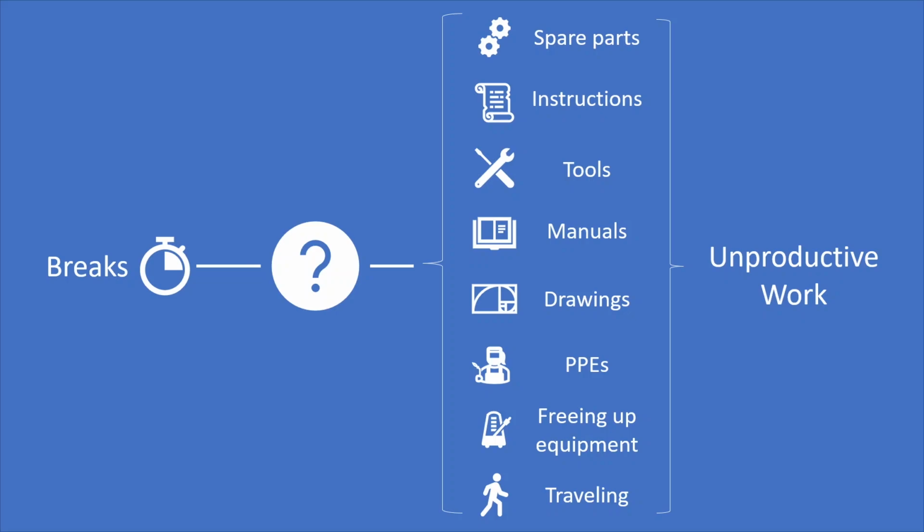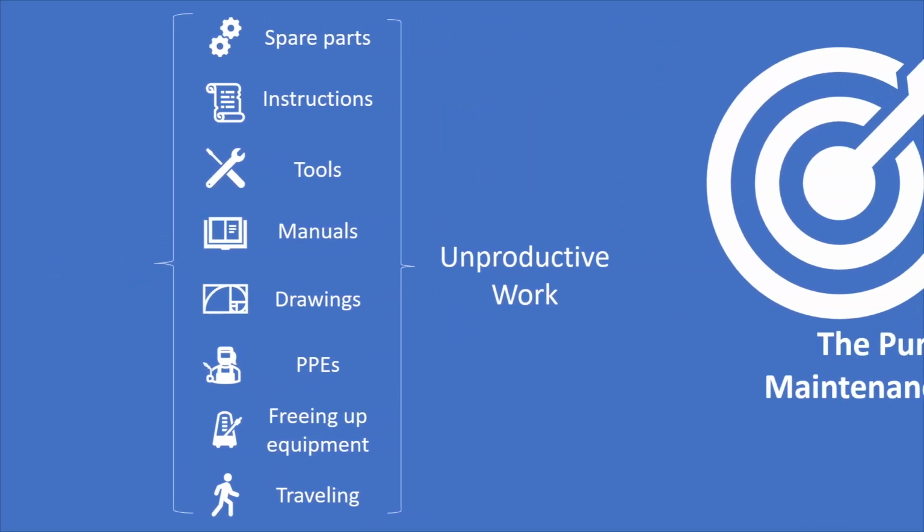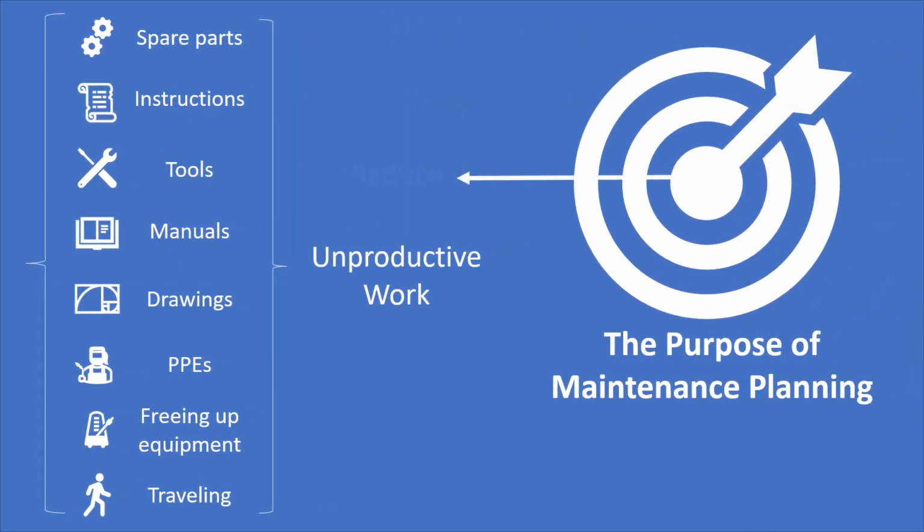This is where maintenance planning finds the purpose of its creation. The primary purpose of maintenance planning is to prevent technicians from spending time on these unproductive tasks. The purpose of maintenance planning is to sort out everything for the technician so that the majority of his time is spent on hands-on work on equipment.